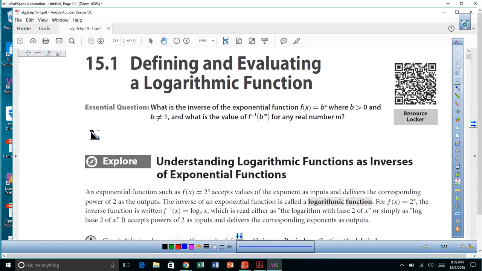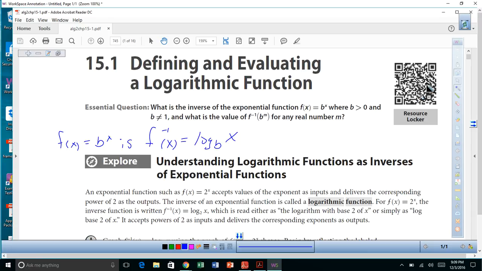The inverse of f of x equals b to the x is, and we'll say that the inverse of f of x equals log base b of x.